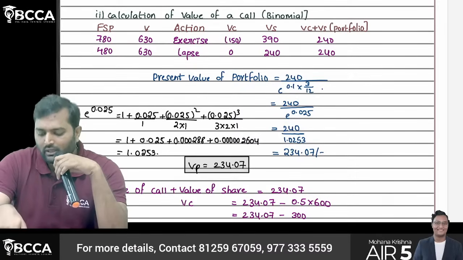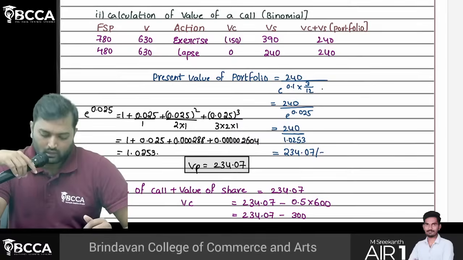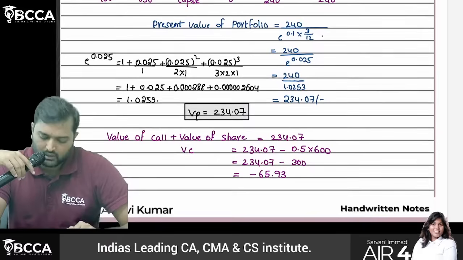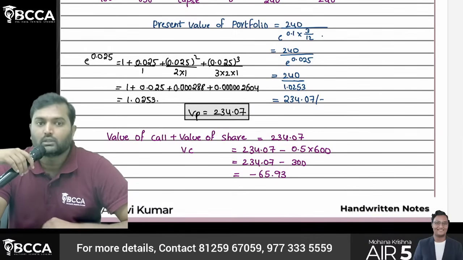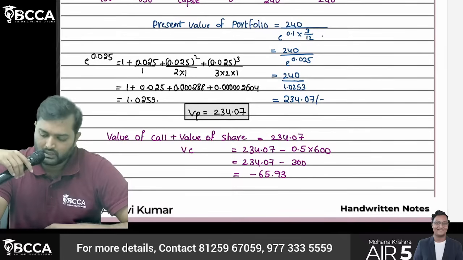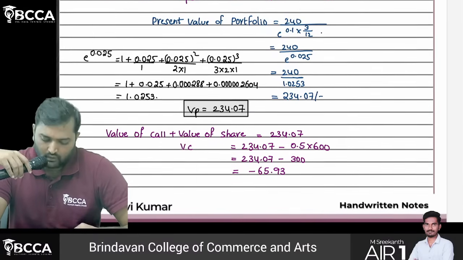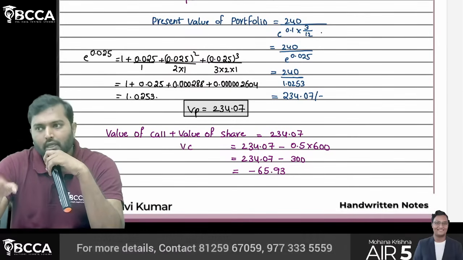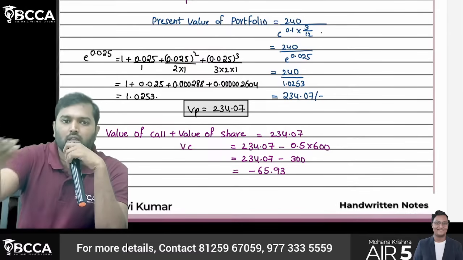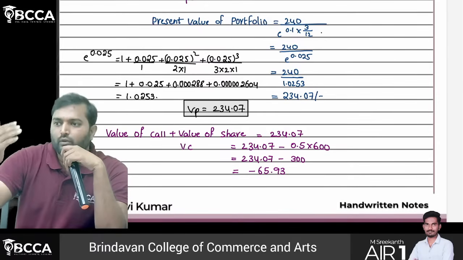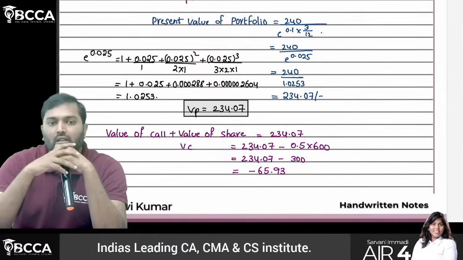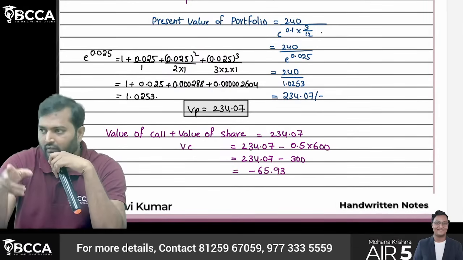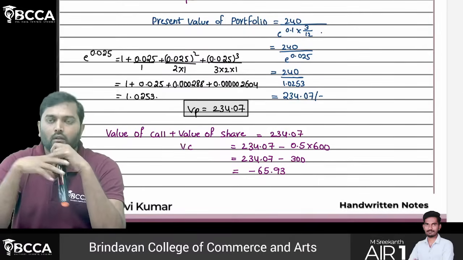So tell me, what is the share value as on today? 600. I have only 0.5 share. 0.5 share value is equal to 300. So 300 minus the value of the portfolio, 234.07, so the value of a call is equal to 65.93. You will get negative? Why would you get negative? Because if you purchase the share, your outflow is 300. If you sell the call option, you will receive a 65.93 inflow. So 300 minus 65.93, you will get the value of the portfolio, 234.07. So binomial is simple.